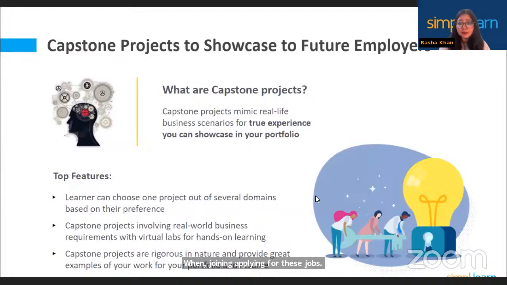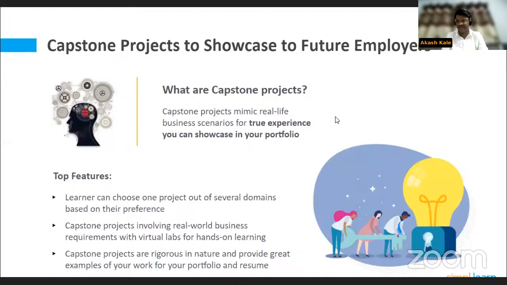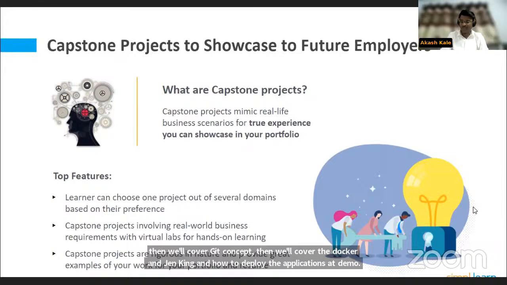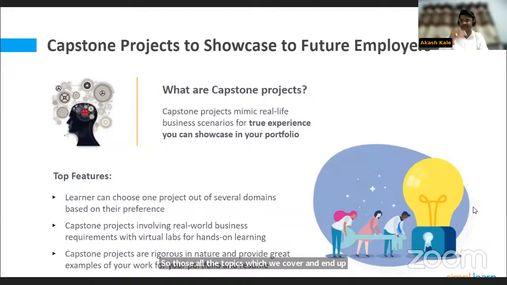So when you come to the Capstone project, the things we cover, which I already mentioned, are the front-end technologies: HTML, CSS, JavaScript, React. On the back-end side, Node.js, Express.js, and the database MongoDB. Then we'll cover Git, then Docker and Jenkins, and how to deploy the applications. Those topics will be covered phase by phase.